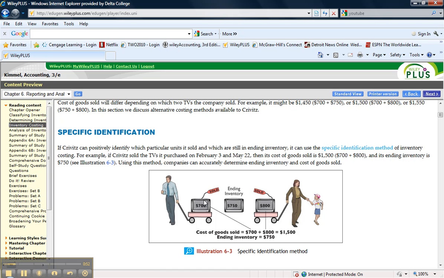So in this example, these two TVs are sold here and here. So those two amounts, $1,500 in total, would end up in cost of goods sold as an expense, and ending inventory of $750 would remain on the balance sheet as an asset. This method isn't used very much, like I said, simply because most companies deal with too many products to track each one individually.